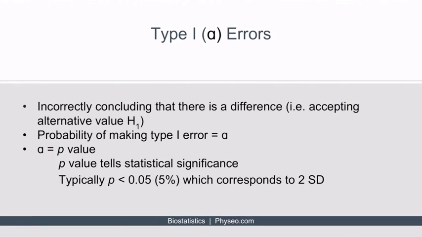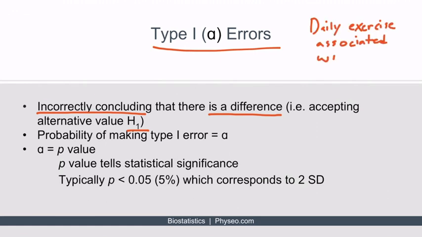Now there are type 1 or alpha errors and type 2 beta errors. Let's first talk about type 1 alpha errors. In type 1 or alpha errors, you incorrectly conclude that there is a difference. In other words, you accepted H1, and that's exactly what we did. Recall that our hypothesis is that there is a connection between daily exercise and lower lipid levels. This is the hypothesis we are presenting, and therefore it is H subscript 1. So since we accepted the alternative hypothesis, or H1, we want to be thinking about alpha errors. Did we make this error?